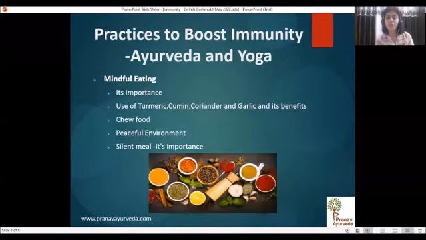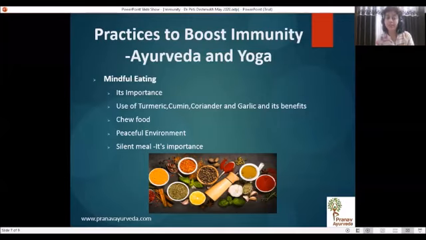Now let's look forward to mindful eating. Mindful eating is very important for healthy digestion and strong immunity. To receive nourishment in our food, we need to chew our food properly. Slow down, enjoy the meal in a peaceful environment.